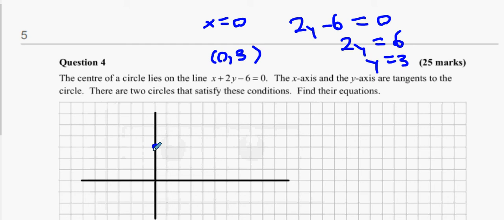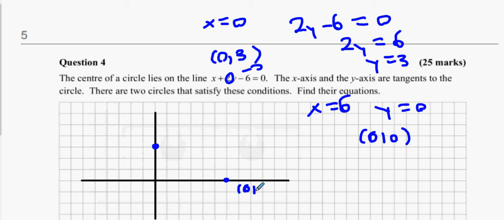The next thing we're looking at is when y equals 0. When y equals 0, 2 times y is 0. Bring the 6 over to the other side, and x would equal 6. So that's the point (6, 0). 1, 2, 3, 4, 5, 6. And there's (6, 0) for you.